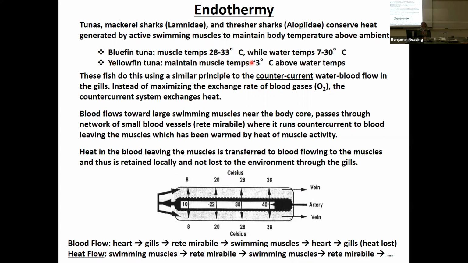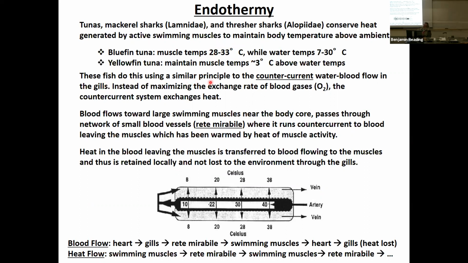Yellowfin tunas maintain temperatures about 3 degrees centigrade above water temperatures. And so these are more of a poikilotherm. So depending on what the water temperature is, they maintain a little bit higher than that water temperature, but they only vary about 3 degrees centigrade above that. Whereas bluefin tunas are less of a poikilotherm because they operate in a pretty narrow range, 28 to 33 centigrade.